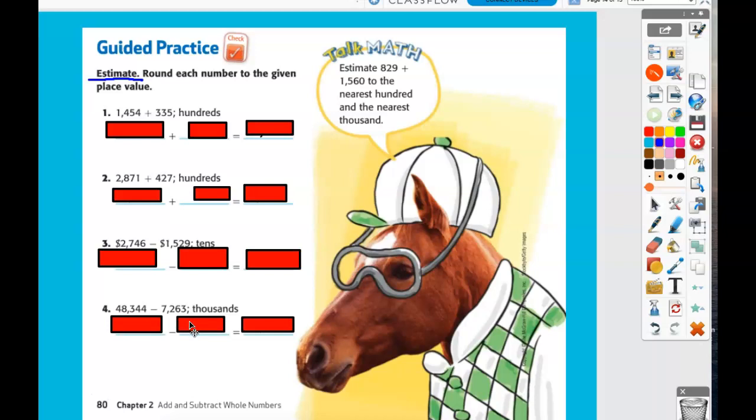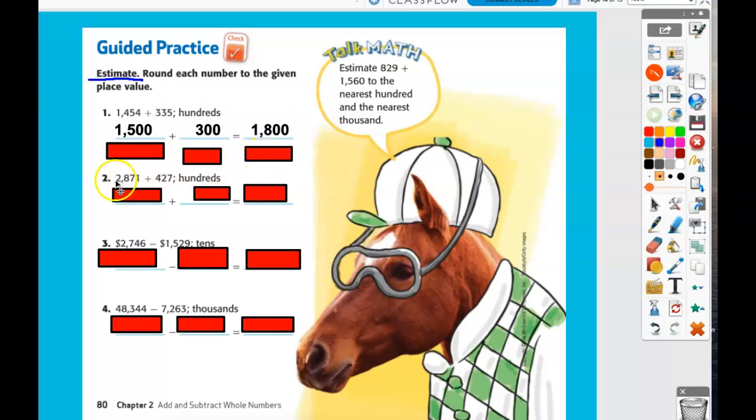Welcome back. So I'm hoping that you got the same answers I have. This first problem, we need to round to the hundreds. The 4's in my hundreds here, and my 3's in my hundreds here. This number is going to round to 1,500. 335 is going to round to 300. 1,500 plus 300. If you have 1,800, good job. Give yourself a nice big star.